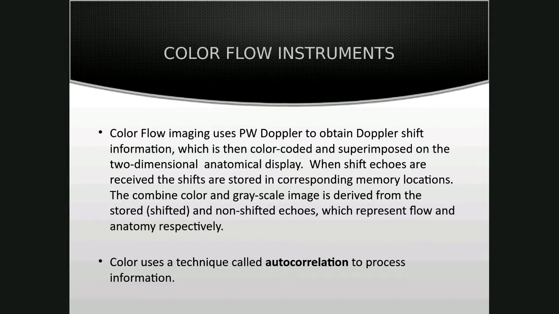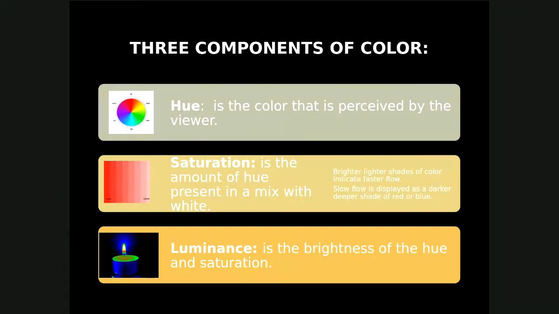So the way color works, it's basically color-coded pulse wave Doppler information. Instead of assigning a positive or negative value on a spectral display, positive and negative is superimposed on the anatomical display with a color. And the processing chip that allows color to do this is called autocorrelation. So color uses a technique called autocorrelation to process this information. So there's 3 components to color.